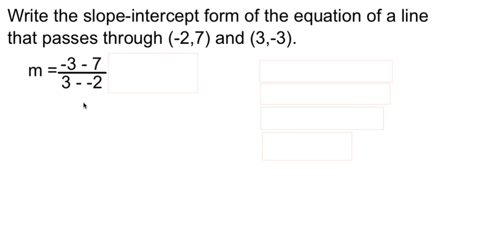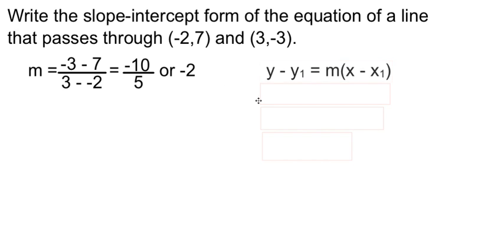Well, using the slope formula, y2 minus y1 over x2 minus x1, a little arithmetic leads us to the slope is -2. Now I've got a slope, and I can pick either point I want to. It doesn't matter which one, because I'm going to plug that into point slope form. y minus y1 equals m times x minus x1.